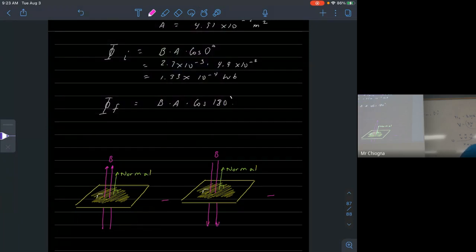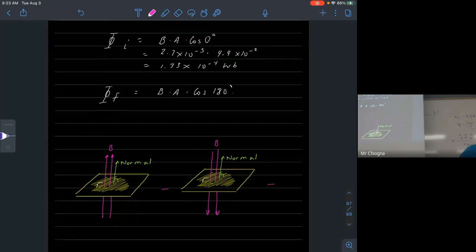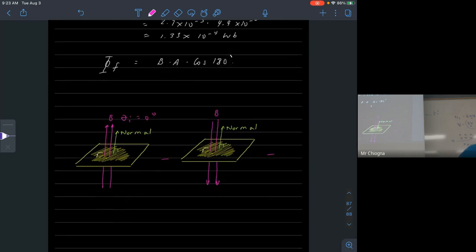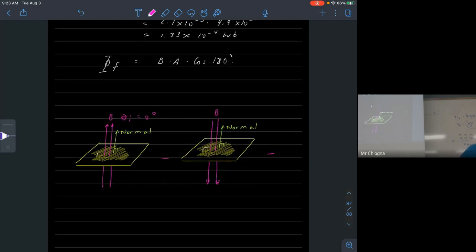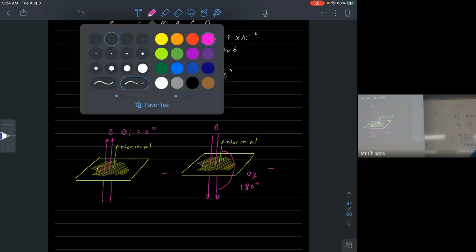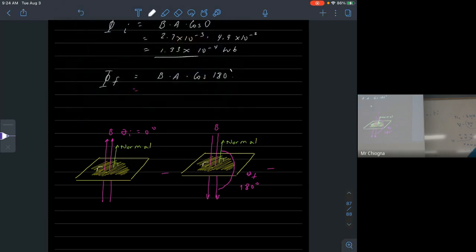So the angle here is 0. Here, the angle of the field lines with respect to the normal is 180. Okay, that's the difference. So the value is going to be the same except opposite sign.